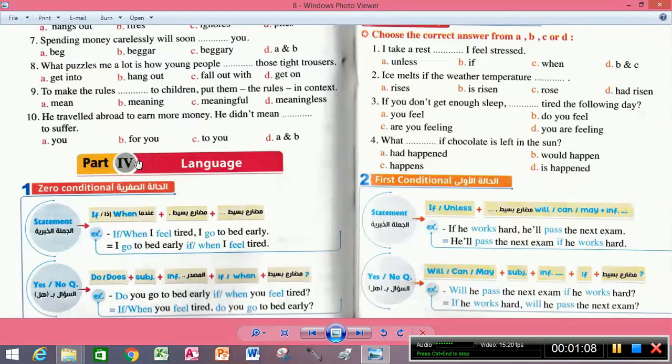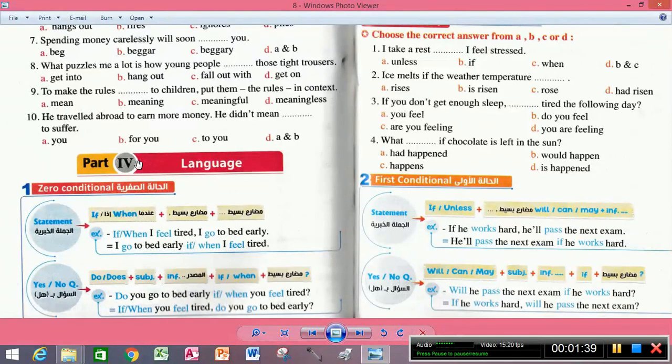Okay guys, first conditional, first rule, if conditional. If and unless means if not. If he works hard, he will pass the next exam. He will pass the next exam if he works hard. Another point: when we form a question, you don't put two questions, you put only one question. Will he pass the next exam if he works hard? If he works hard, will he pass the next exam?